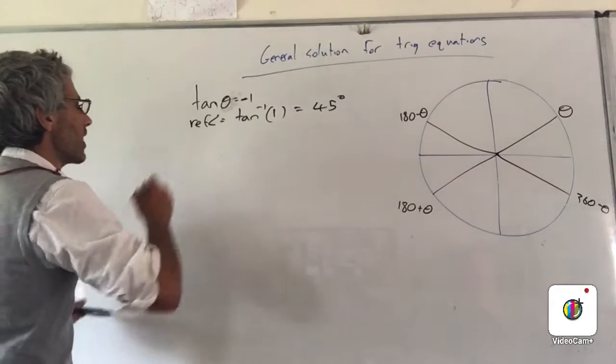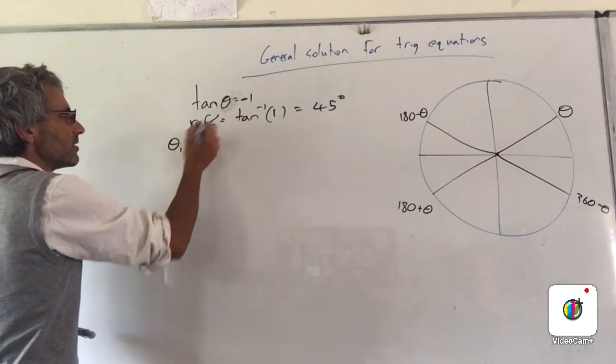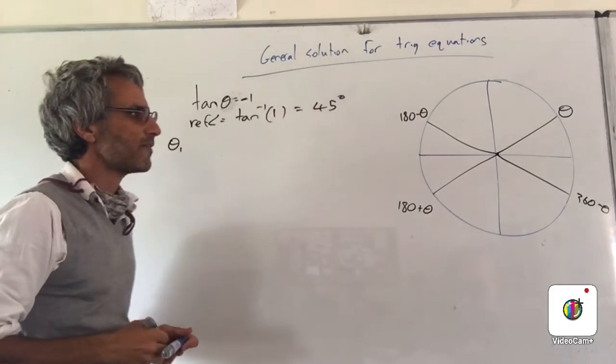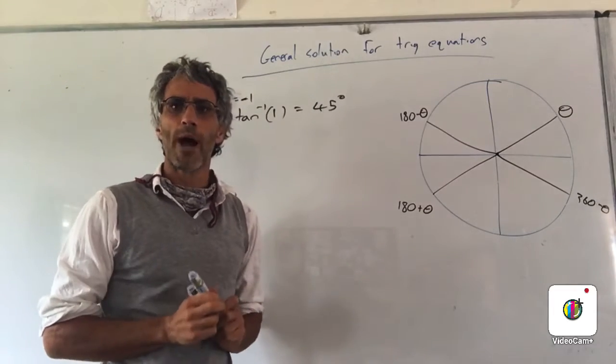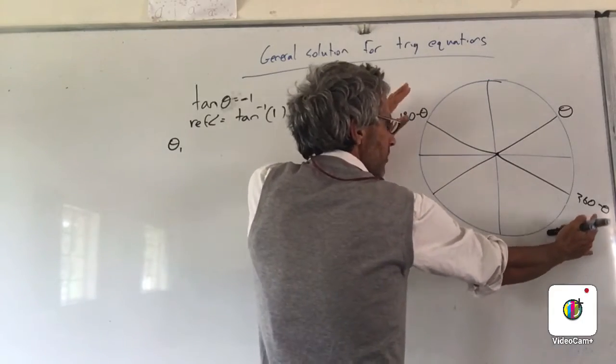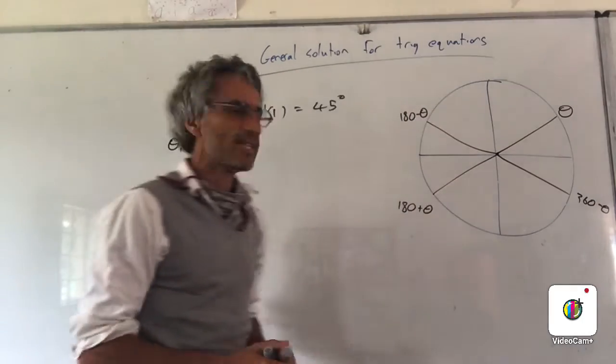Now we have to say, but really I'm looking for angles whose tan will be minus 1. So I'm looking for two quadrants. Where will my angles live? Second and fourth. You're on fire today. Because these are the quadrants where tan is negative.